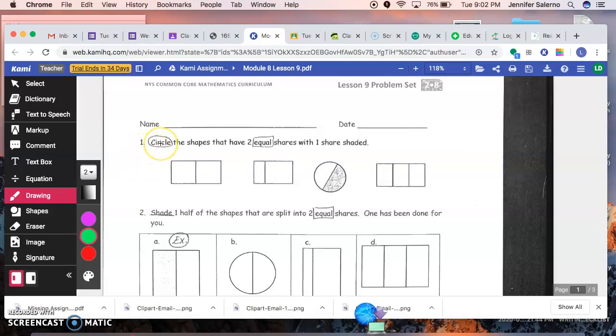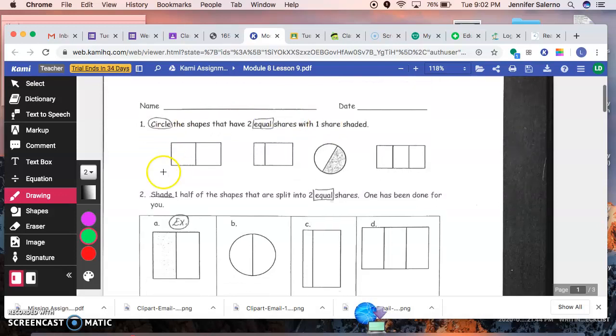It's saying for us to circle the shapes that have 2 equal shares with 1 share shaded. So we're looking for the shapes that have 2 equal parts pretty much, and one of those parts is shaded in, and we need to circle it. So let's start with the very first one. We do see here that there are 2 parts, and yes, they're both equal, okay? However, one of them is not shaded, so I cannot circle it because it told me in the directions one part has to be shaded.